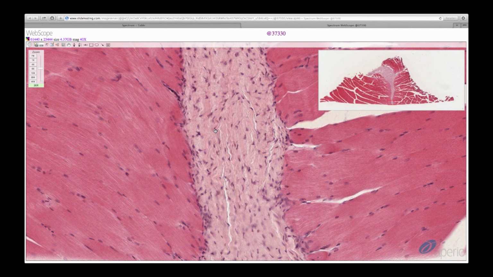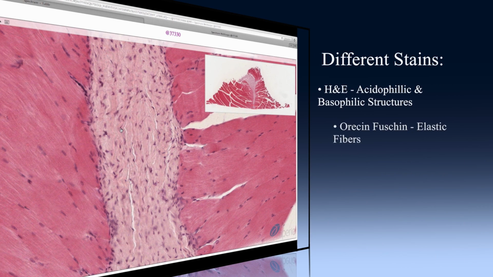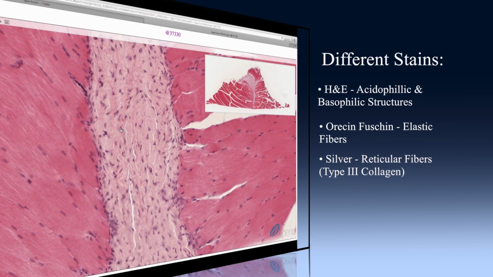Before we finish, I'd like to encourage you to do a couple things. You should make a list of the stains we've talked about this semester and try to figure out what they stain. So far we've discussed H&E, which stains acidophilic and basophilic structures, Orcein fuchsin, which stains elastic fibers, and silver, which stains reticular fibers.